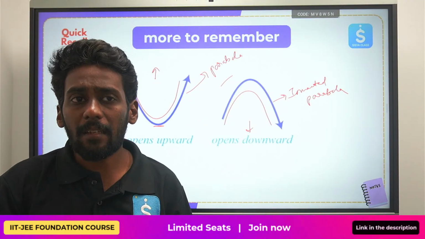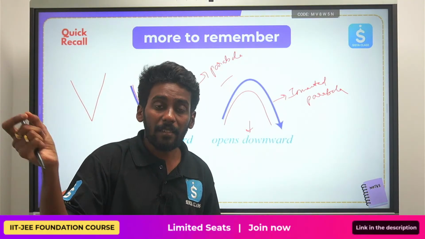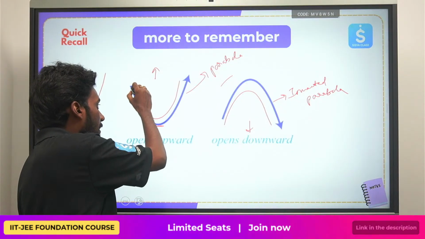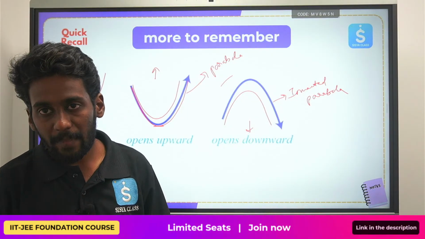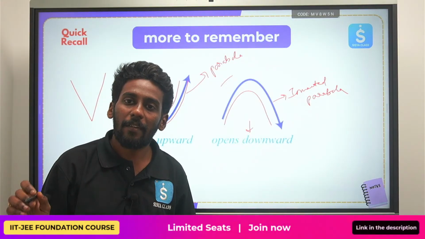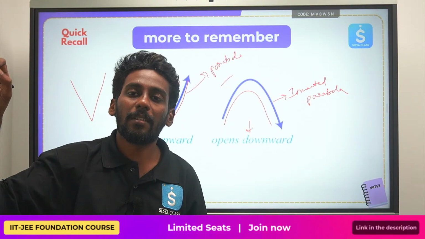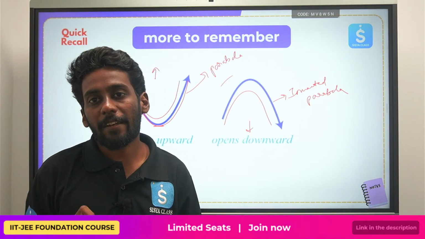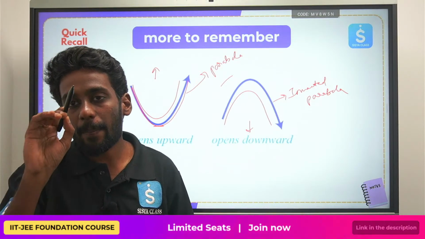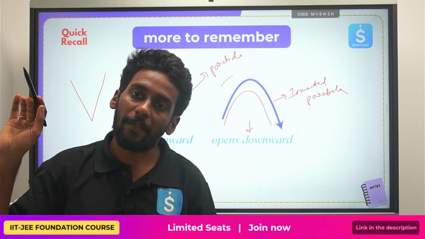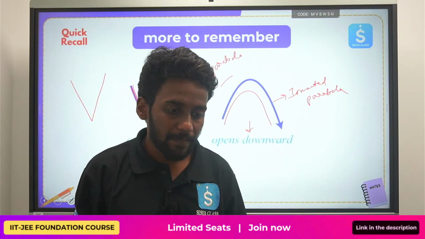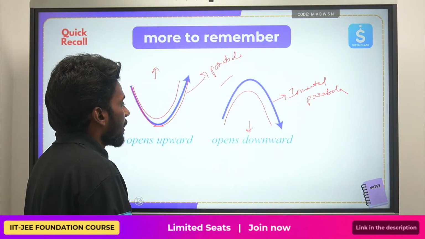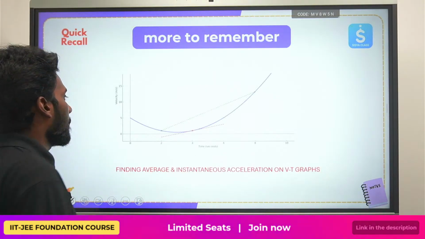And if you are seeing parabolas in the velocity time graph, it means the body is moving with variable acceleration. And if you are seeing parabolas in the displacement time graph, the body is moving with variable velocity, right? Next, coming to the topic.